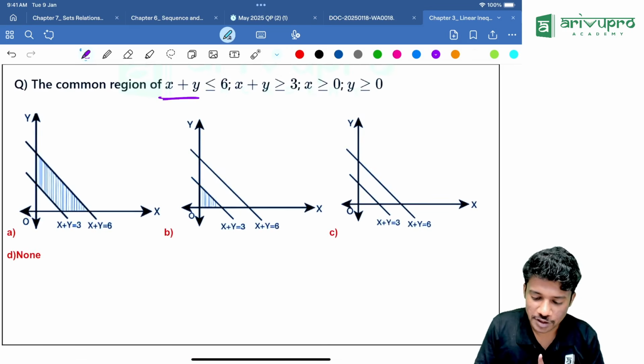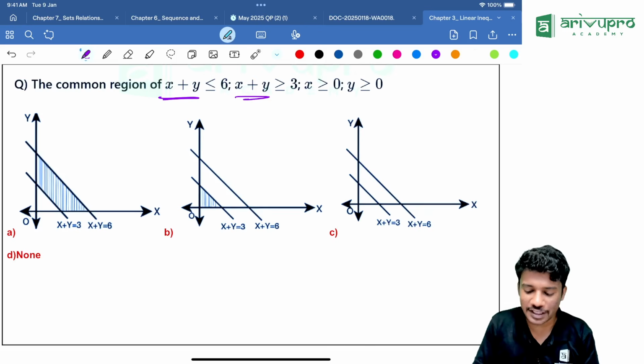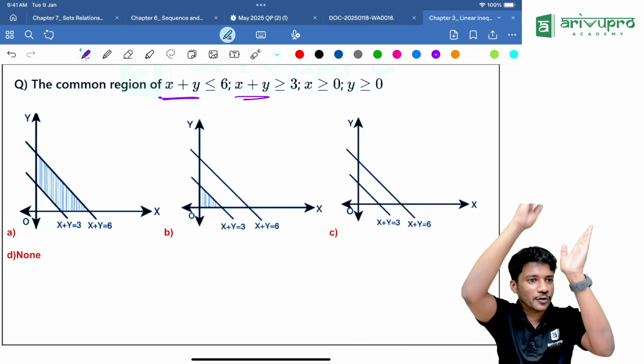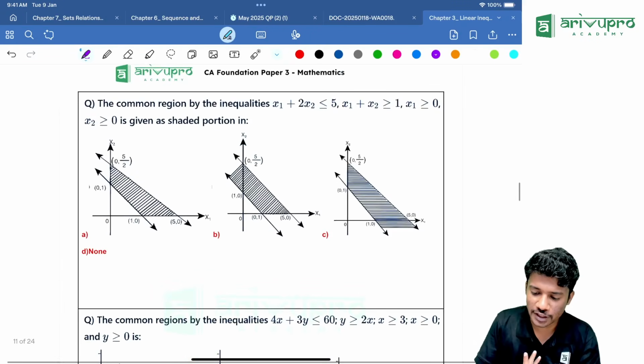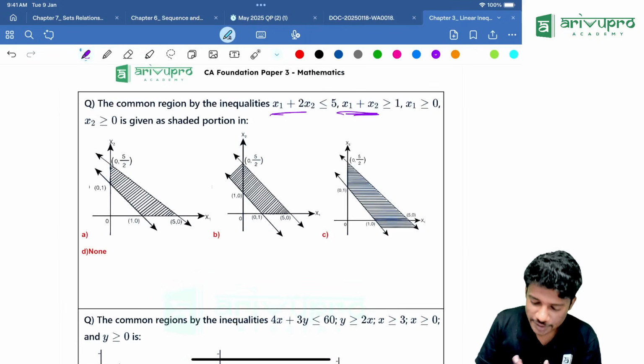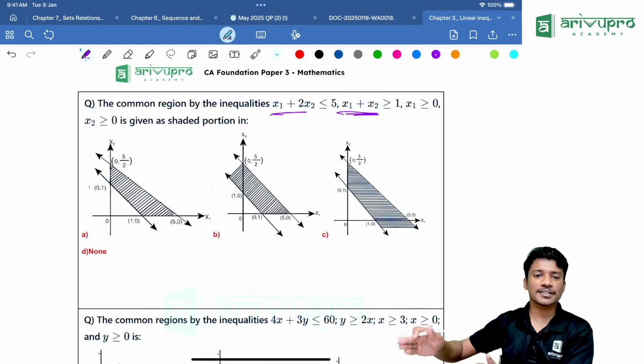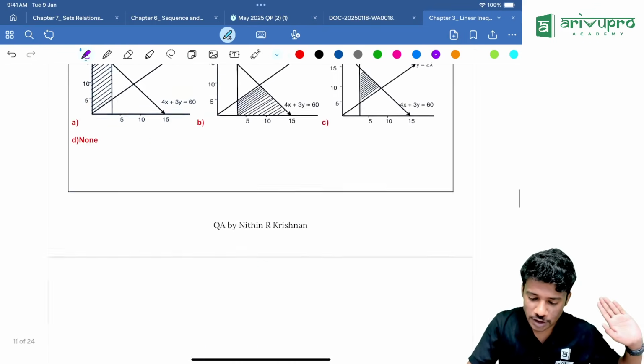Then, look here. What are the equations? x plus y, x plus y. Everything is x plus y. That means the graphs are looking like this only. Everywhere it's correct. Same sign means our graph should be like this only, no matter what.